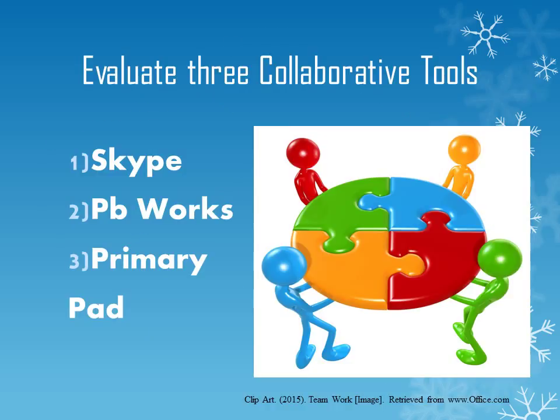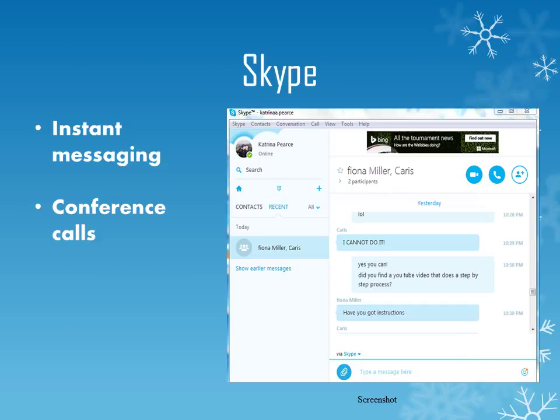So the 3 collaborative tools that we used: Skype, PBWorks, and Primary Pad. Skype, with its instant messaging and conference calls, was easy to use. It didn't require any excess training, and it was secure and really easy for everyone to be able to keep in touch. And the benefit was it didn't take any extra training, and it was free over the internet, so you didn't have to worry about the cost of calls.